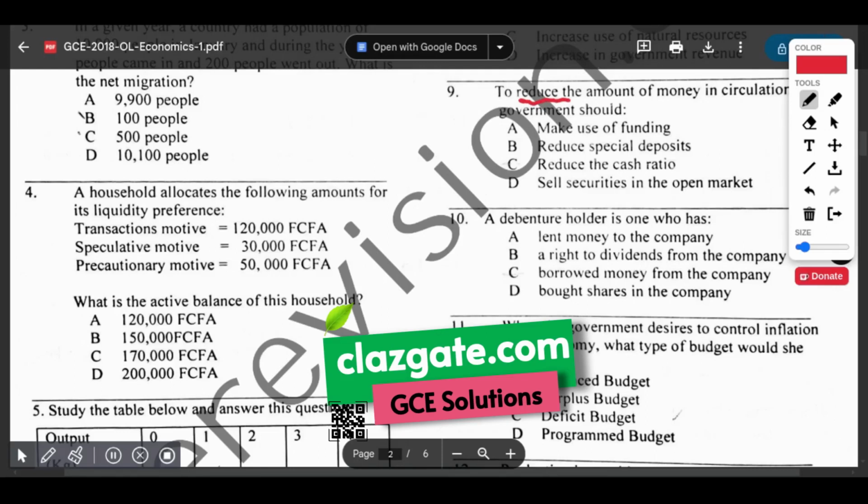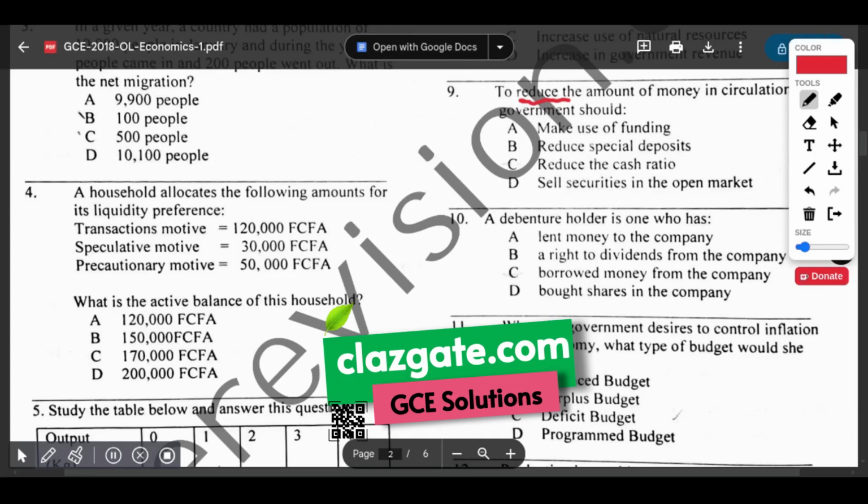So A is wrong. And then B is wrong because when we reduce special deposits, a special deposit is just a tool used by the central bank to temporarily remove excess liquidity from the banking system. Reducing them would release money back into circulation, not decrease it. So if you reduce special deposits, you have released money into circulation, so you have increased the amount of money, but we're trying to reduce.